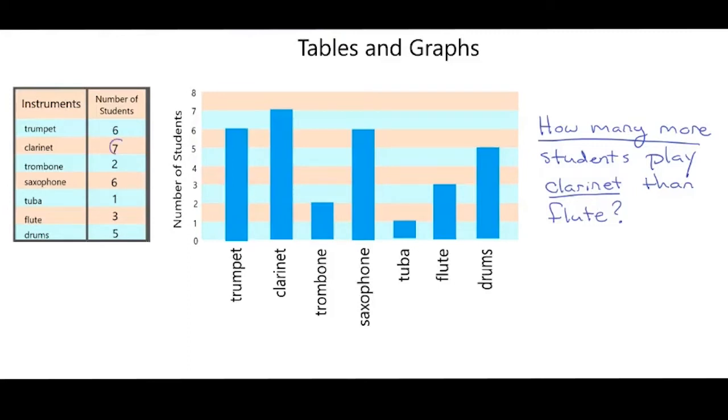Well, I see that I have 7 students that play clarinet, and it wants to know how many more students play clarinet than flute. Well, let's use the bar graph here, and I see that 3 students play the flute. So it's a subtraction problem, so it's going to be 7 minus 3. 7 minus 3 is 4. So I'd say 4 students.